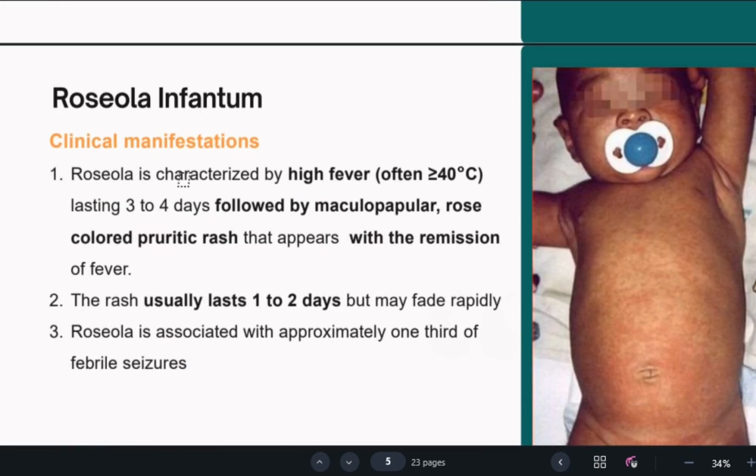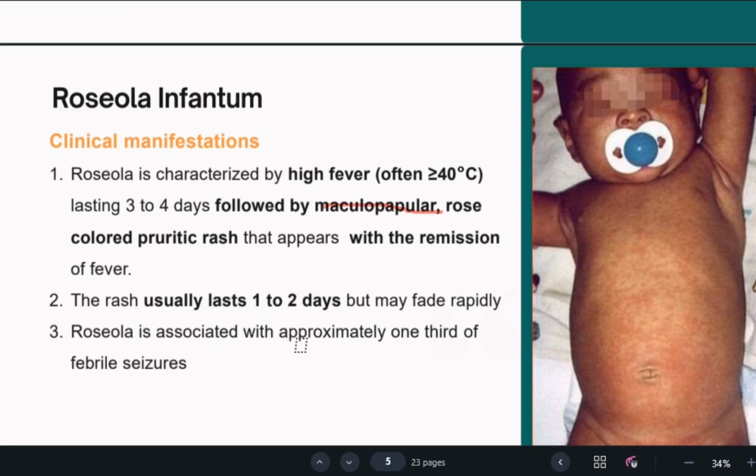Clinical manifestation: roseola is characterized by high fever, often more than 40 degrees Celsius, lasting 3 to 4 days, followed by a maculopapular rose-colored pruritic rash that appears with remission of fever. So first the fever appears, continues for 3 to 4 days, then the rash will appear. The rash usually lasts 1 to 2 days but may fade rapidly, meaning it can appear and disappear on the same day.